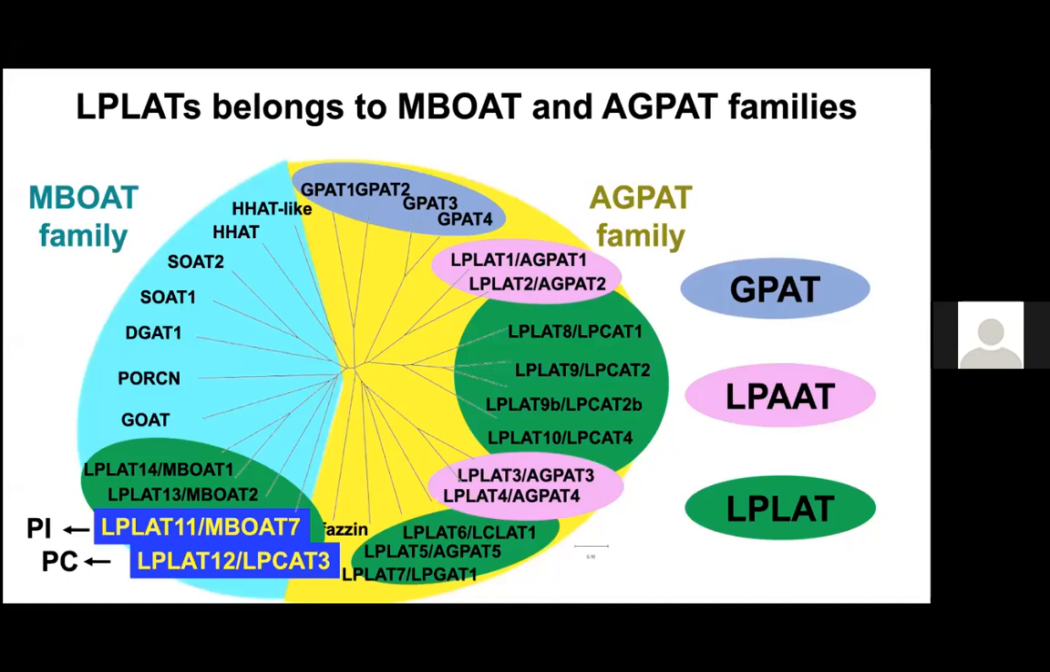In this phylogenetic tree, LPCAT3 introduces arachidonic acid into the SN2 position of phosphatidylcholine, and another enzyme, MBOAT7, introduces arachidonic acid into the SN2 position of phosphatidylinositol. Including LPCAT3 and MBOAT7, more than 10 kinds of lysophospholipid acyltransferase molecules have been reported, belonging to either the MBOAT family or the AGPAT family.